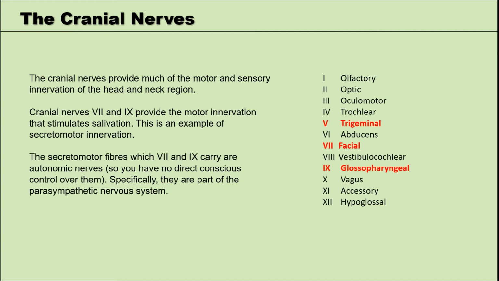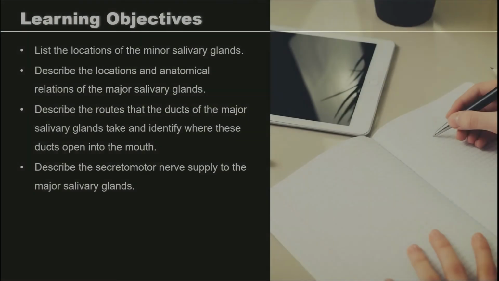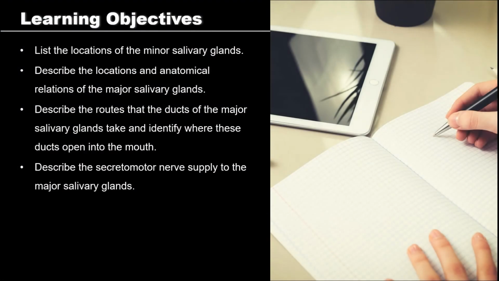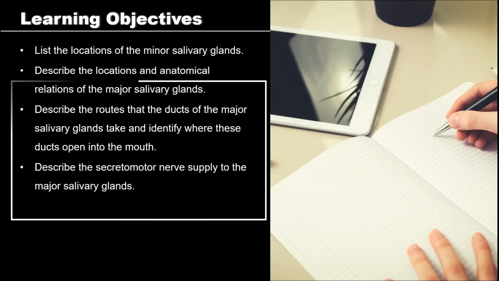So let's move on and look at today's learning objectives. The outcome of today should allow you to list the locations of the minor salivary glands, describe the anatomical relations of the major salivary glands, describe the routes that the ducts of the major salivary glands take, and identify where these ducts open into the mouth. And we should be able to describe the secretomotor nerve supply to the major salivary glands. As we've already briefly mentioned the locations of the minor salivary glands, let's move on and look at the majors.